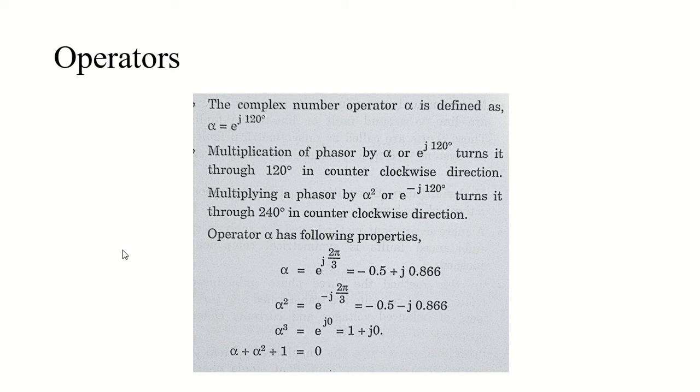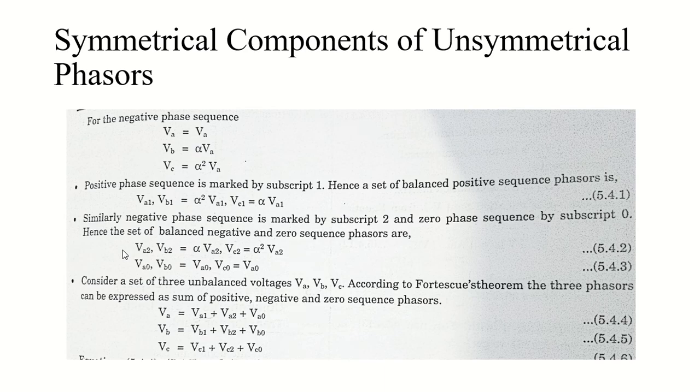Now let's discuss some symmetrical components of unsymmetrical phasors. Let's consider some phasors. Let's take VA, VB and VC as a set of three balanced voltages, characterized by equal magnitude and a phase difference of 120 degrees, ideally. The set is said to have positive phase sequence, which means VB will lag VA by 120 degrees and VC will lag VA by minus 120 degrees, or 240 degrees, you can say.